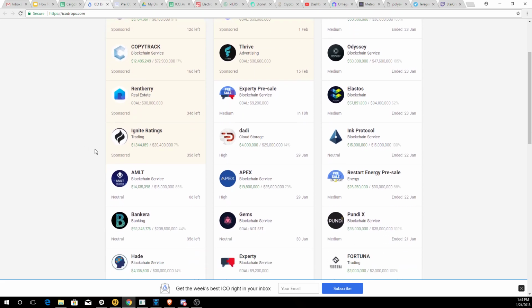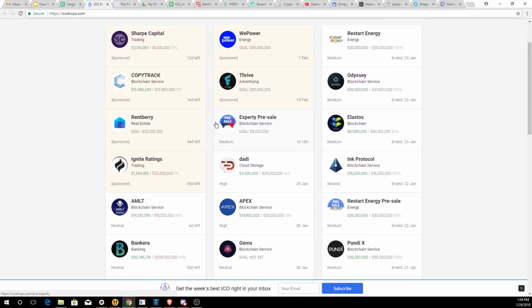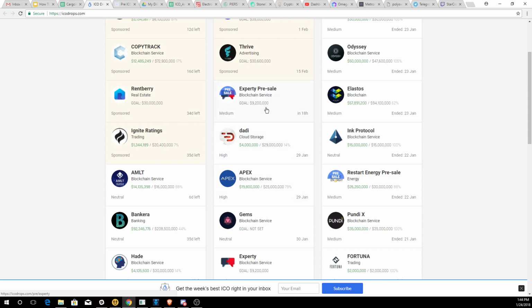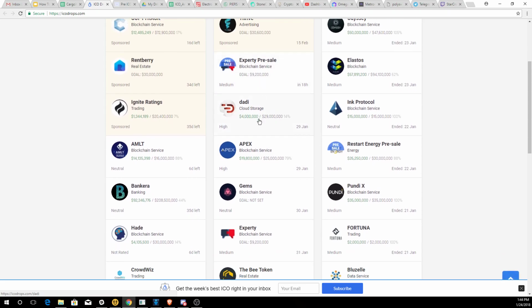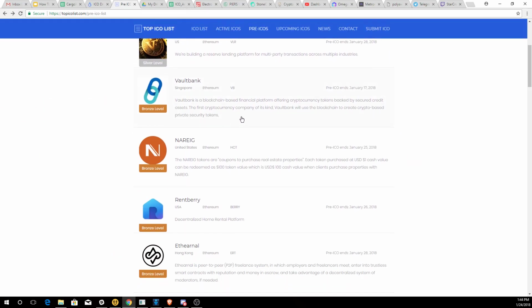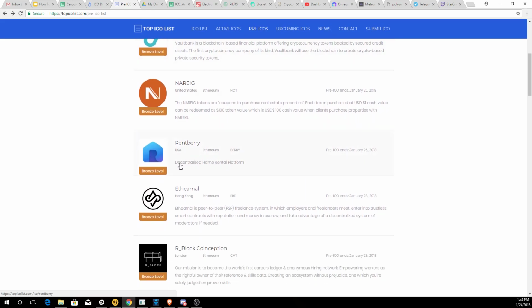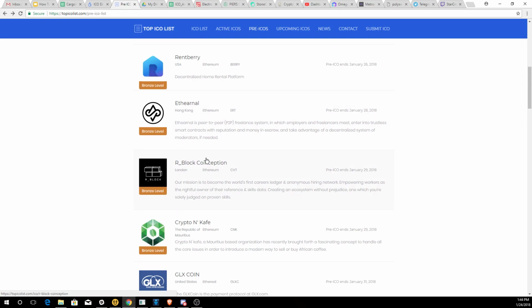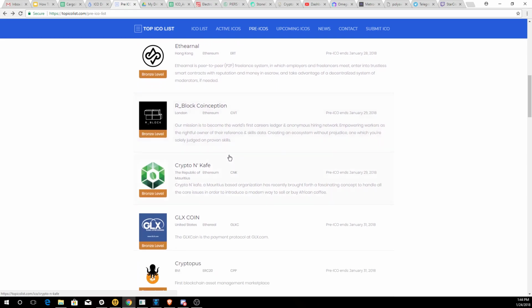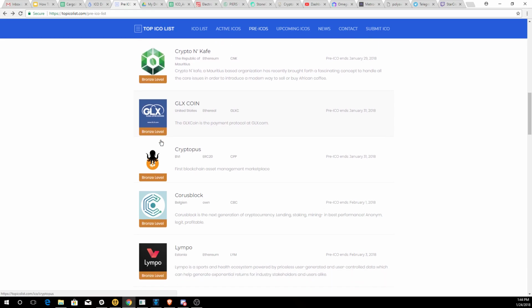And since ICO Drops is showing upcoming ICOs, you want to focus on upcoming ICOs. Since ICO Drops doesn't really clarify what these ICOs are outside the industry, I'm going to use Top ICO List. Top ICO List gives you at least an elevator pitch of what these companies are. Decentralized home rental platform, so that looks like it's trying to compete with Airbnb. Airbnb is already doing pretty well, so it's not something I'm interested in looking into. Just because I skip over it doesn't mean it's not good.